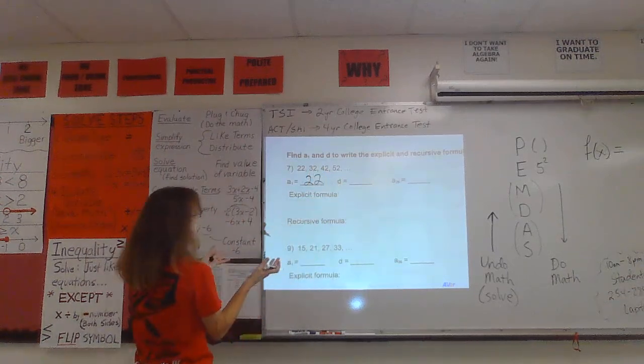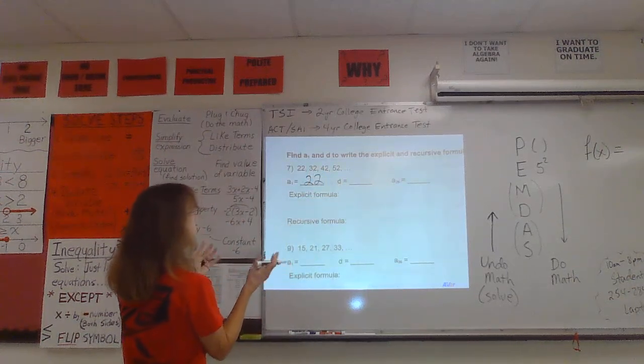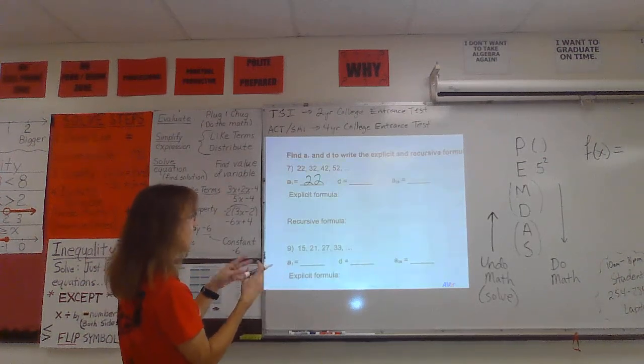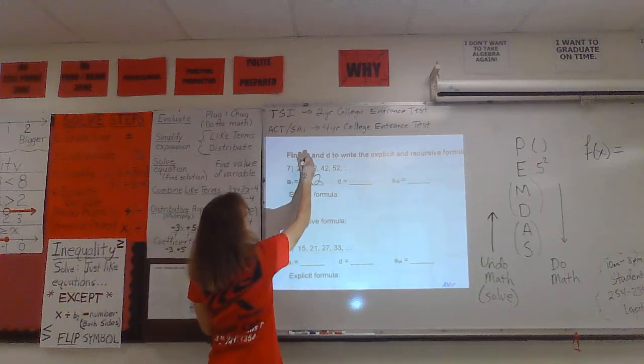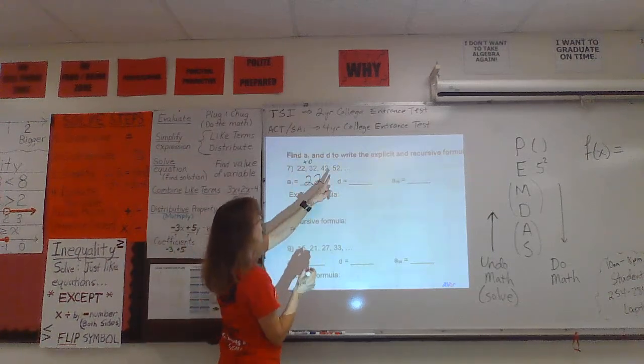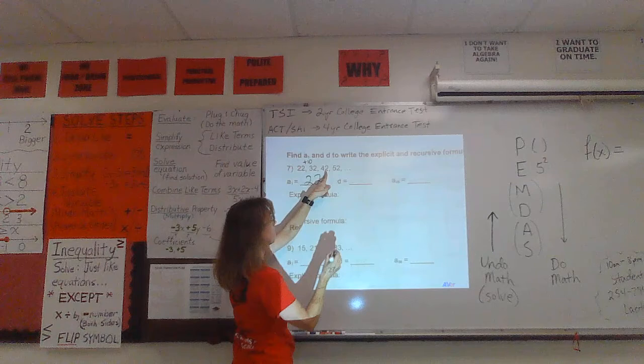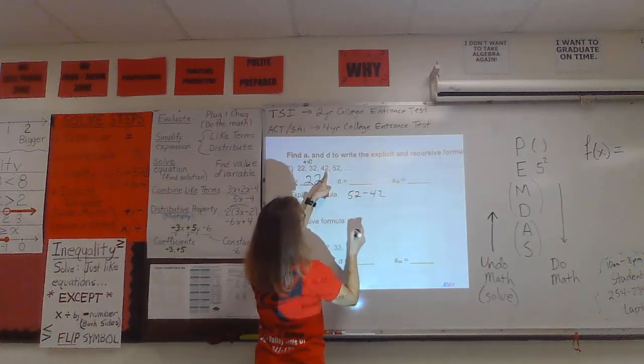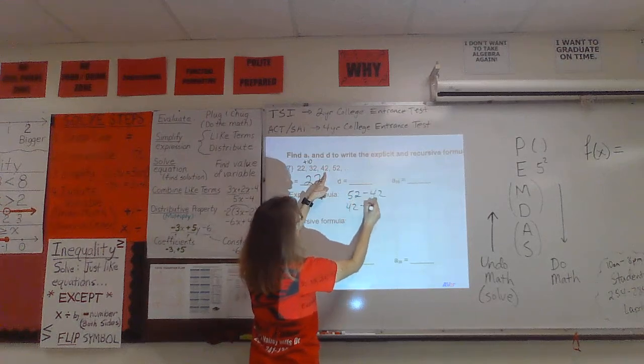D, this is where you've got to look at the pattern and see if you can figure it out. If you look at that, from 22 to 32 and 32 to 42, I think I'm adding 10, right? If you're not sure about that, you can take any number and subtract the previous one. If you want to do 52 minus 42, or you could do 42 minus 32.